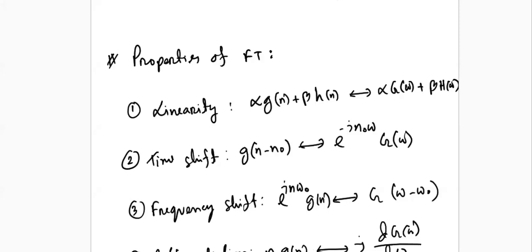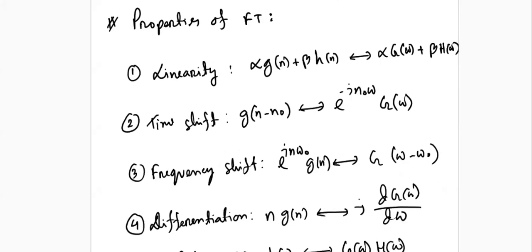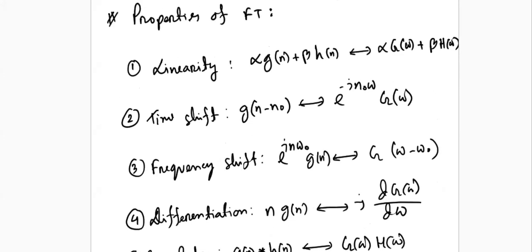You can go through the properties from the book, and the most important properties are, number one, linearity. It says that if you have the time domain sequences g[n] and h[n], multiplied with constant coefficients alpha and beta, and you do the Fourier transform, it will convert to G(omega) and H(omega) multiplied with the same coefficients. This is according to the linear property. This is true for the LTI system.